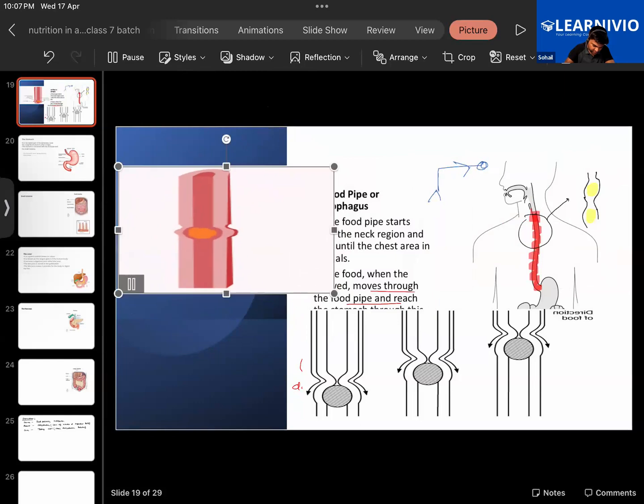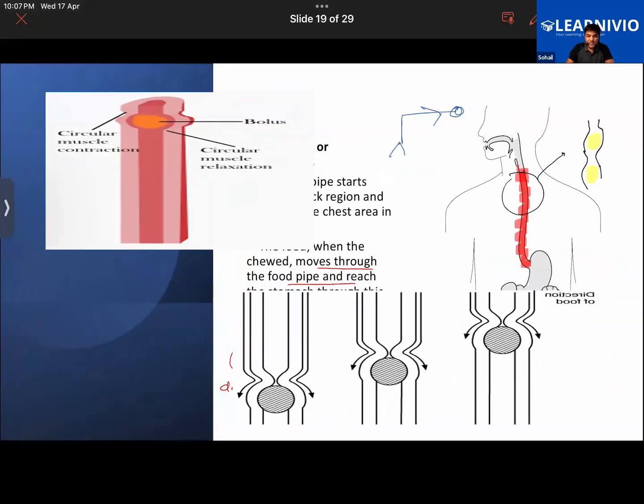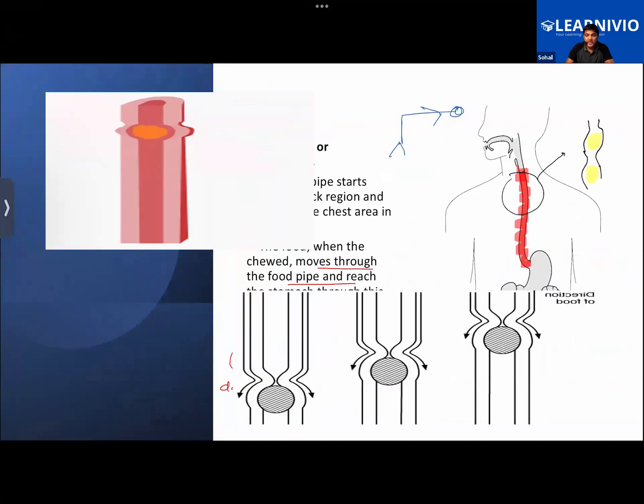In the animation, you can see how the food is actually moving here. The food is moving downward through this food pipe, and look at the shape. Does it not occur like a wave? Does it not look like a wave, guys?